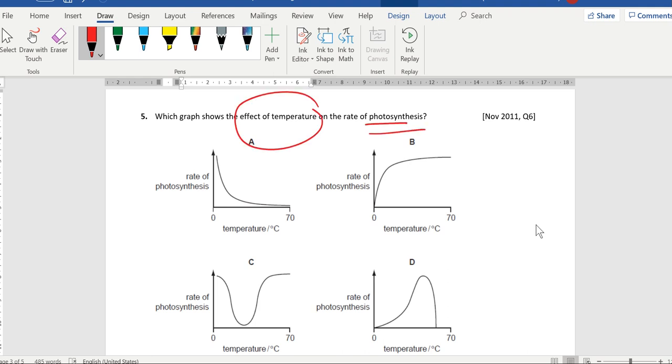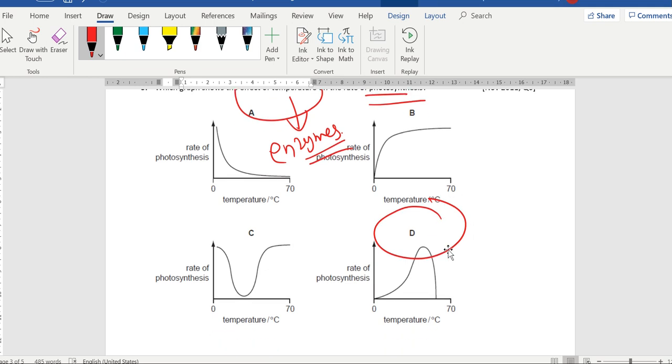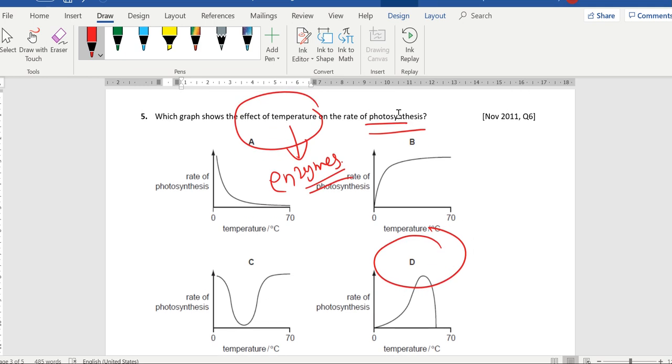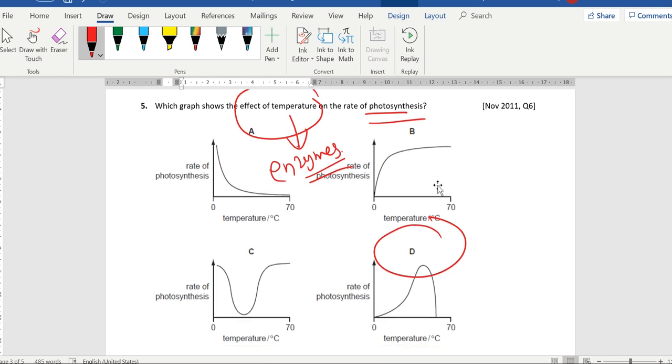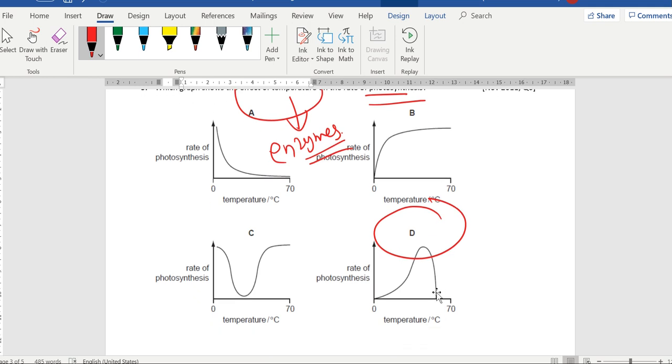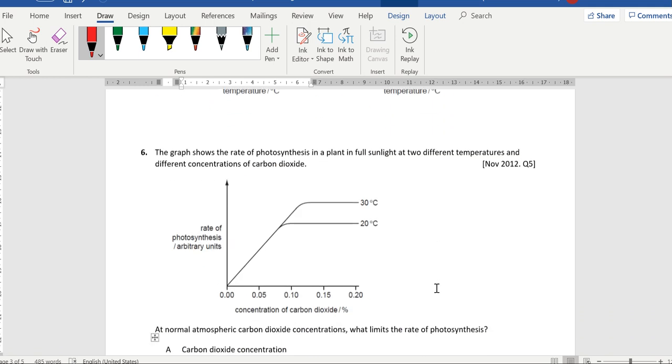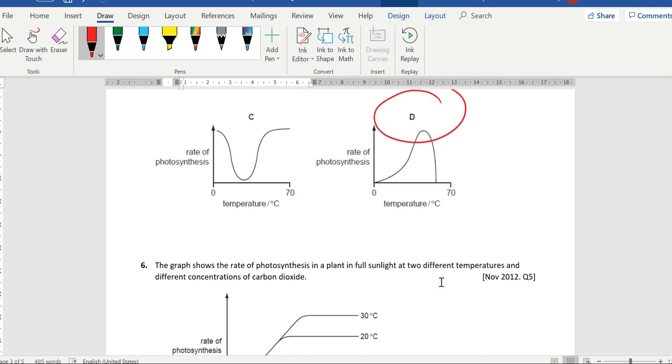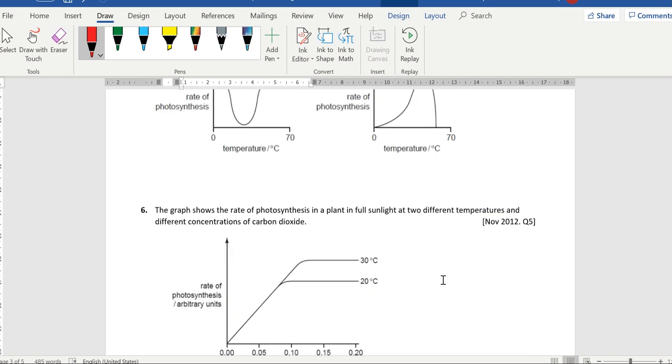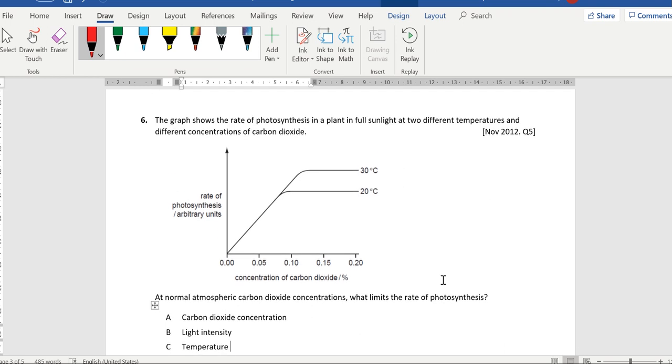So we know temperature always affects the enzymes. So we're looking at D. Because beyond the optimum temperature, it will denature all the enzymes that are in charge of photosynthesis. So it is going to go down. The rate will go down because they become denatured. And when you become denatured, you can't do anything. You can't go back.